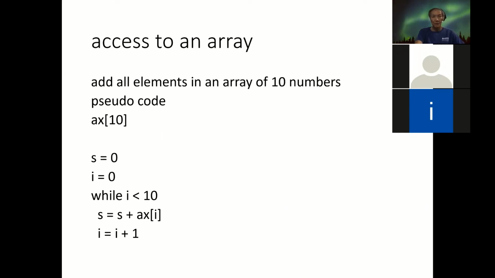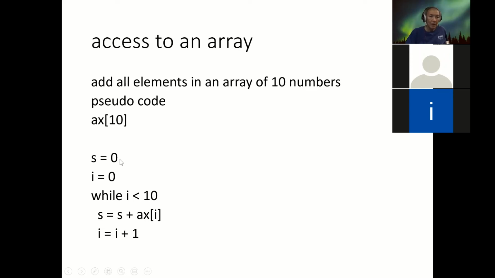Last example, accessing an array. This will show you how we get data from an array. Let's say we want to sum all the elements in an array of 10 numbers. We write in a high-level language something like this: AX is the array, and, wow, we are running out of time again. But we will finish. Don't worry.